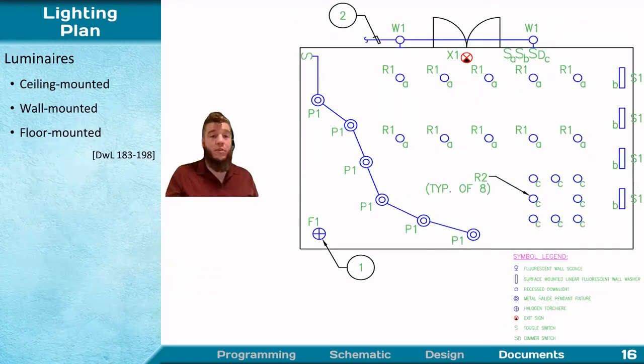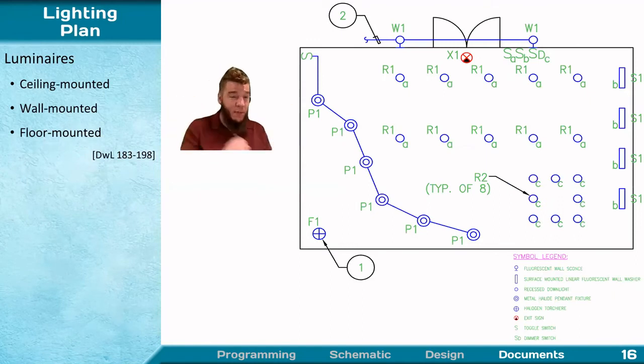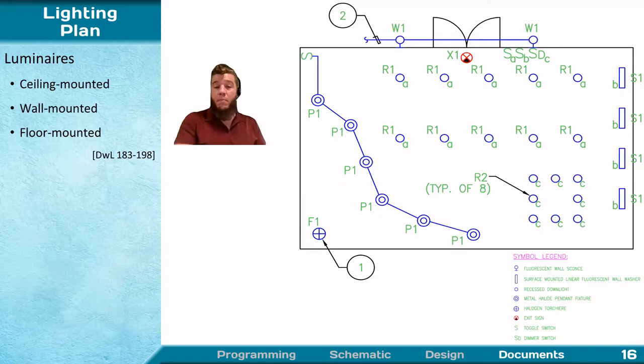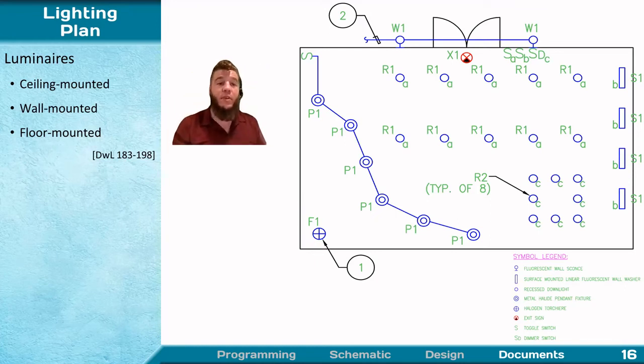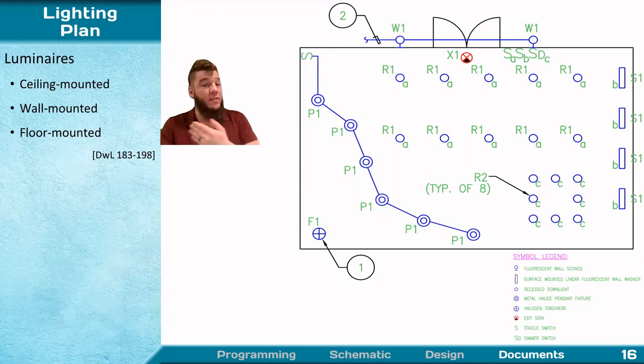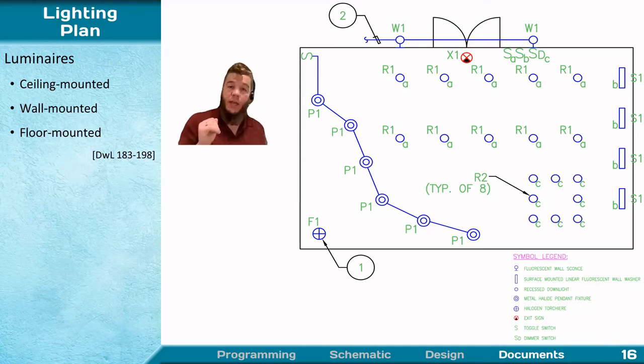That brings me now to the lighting plan. The lighting plan is somewhat similar. This is also a plan view, but we're not looking up at the ceiling. This is just a top-down view, which means it includes all of our luminaires because this is the lighting plan. So your ceiling, wall, and floor-mounted luminaires all go into your lighting plan. So that includes everything. Importantly, things that weren't included in your reflected ceiling plan.